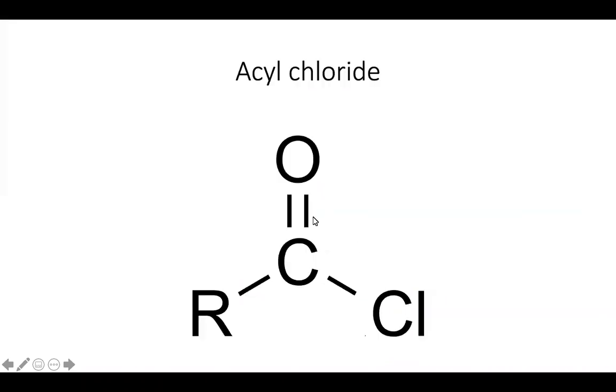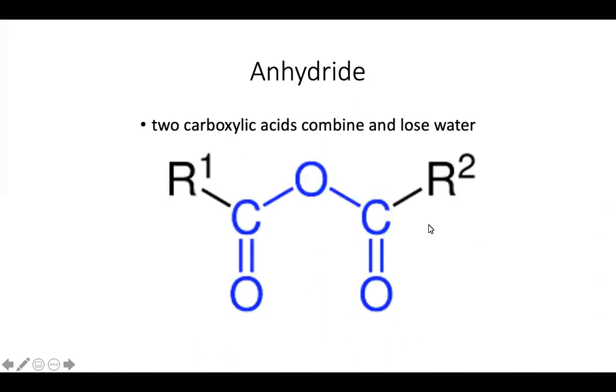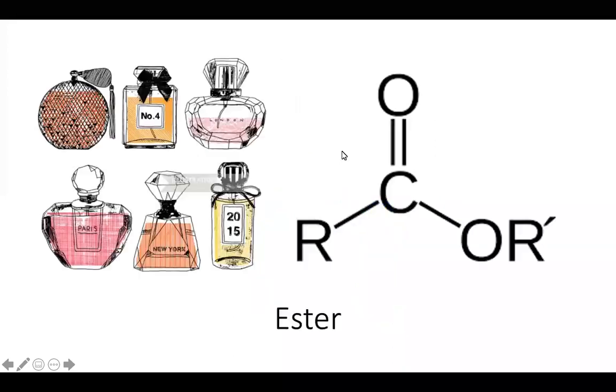And yeah, one example of acid halide is acyl chloride. So the X here, we have a Cl. And that's why we call it acyl chloride. It's pretty important. We need them for a lot of reactions. Anhydride, 2 carboxylic acids combine and lose water. You notice there's no OH here, and that's what we call anhydride.